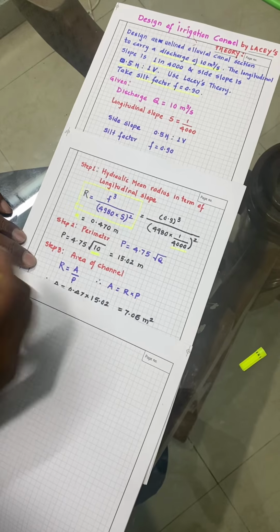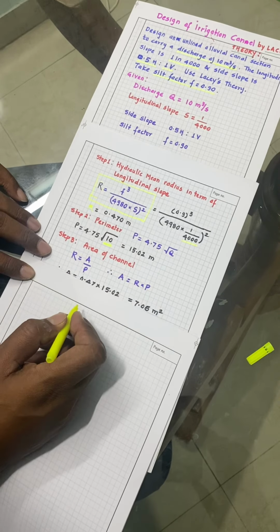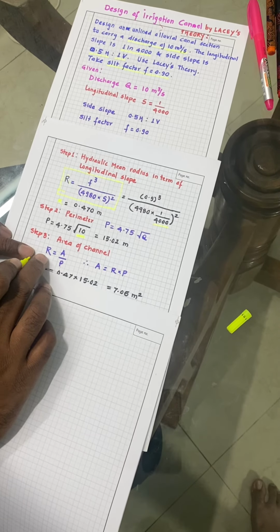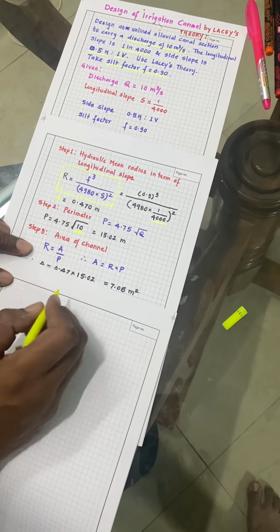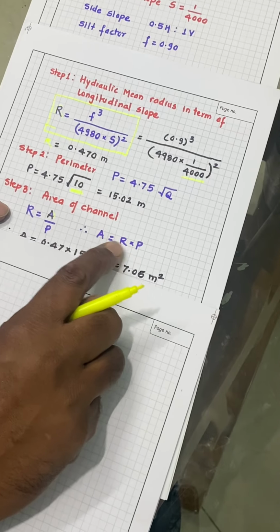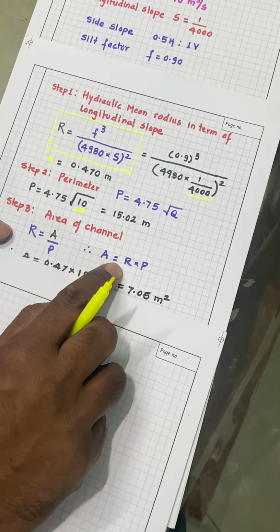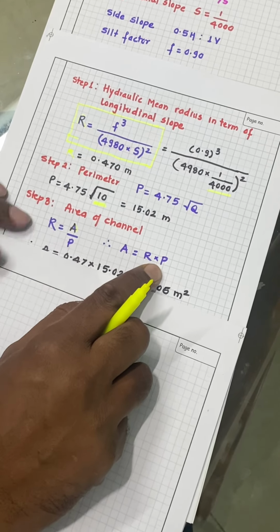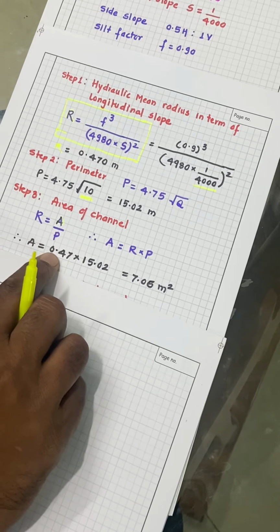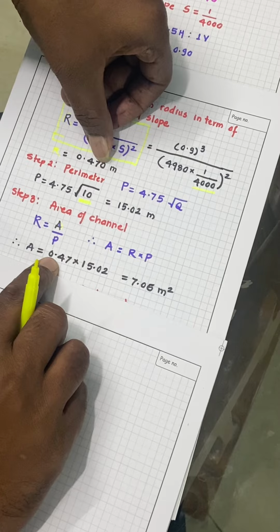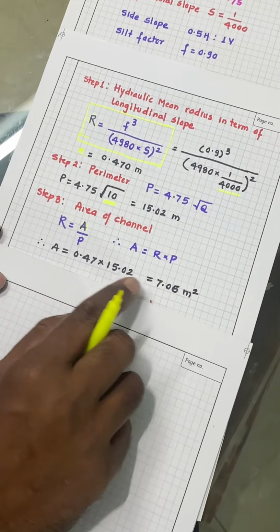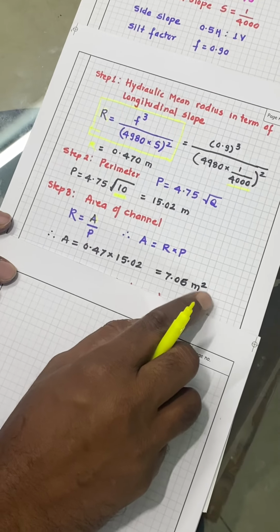Now the next step is you have to find out the wetted area of the channel. Now we have another formula of hydraulic mean radius: R is equal to A upon P. So this A we can calculate. A is equal to P into R. So I have written area is equal to R into P. R is the hydraulic mean radius and P is the wetted perimeter. We have calculated both. Substituting the values of R and P, R is equal to 0.47 and P is equal to 15.02. We got area is equal to 7.06 meter square.